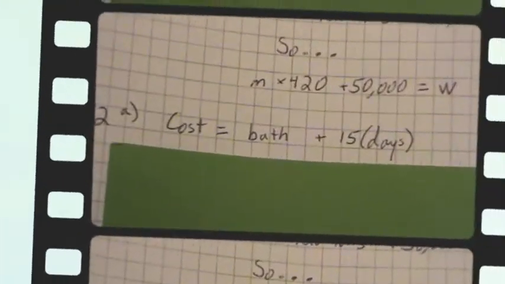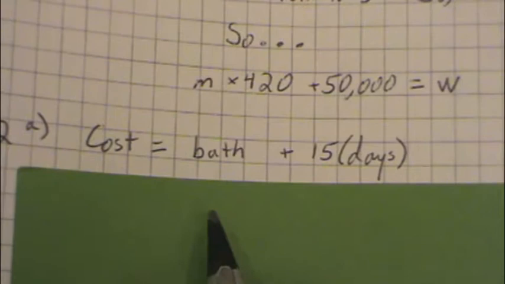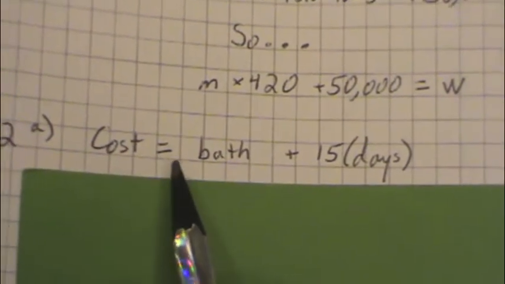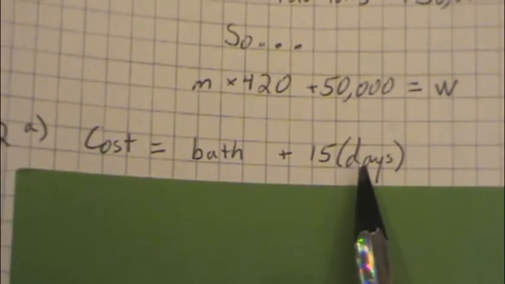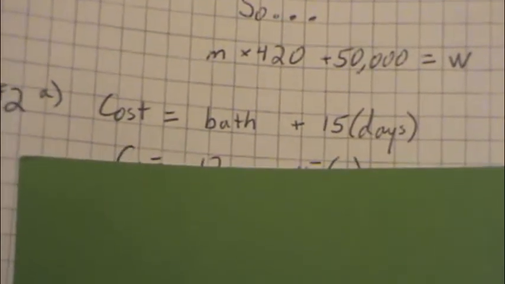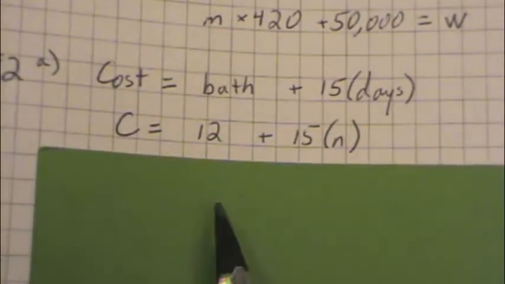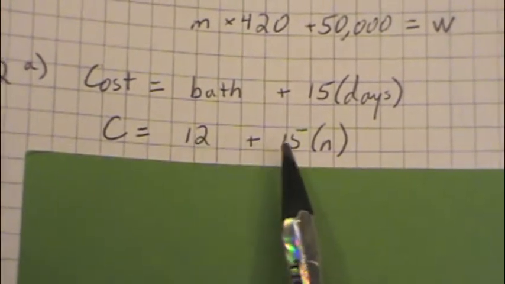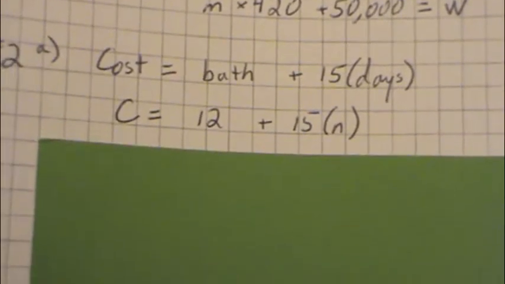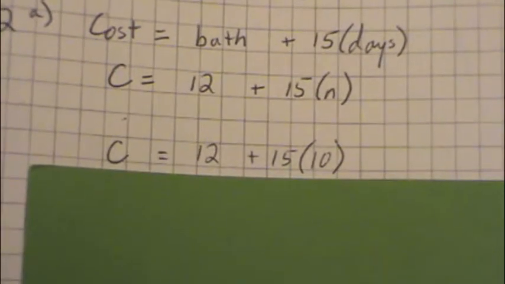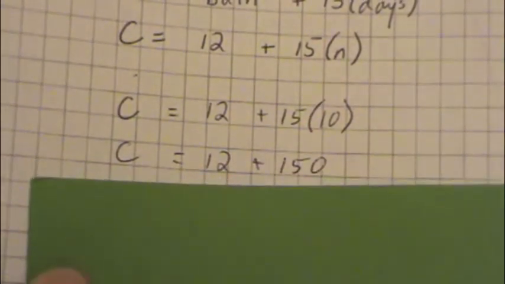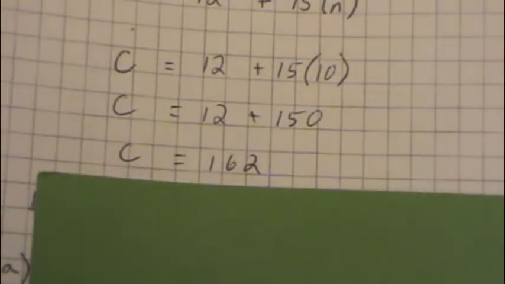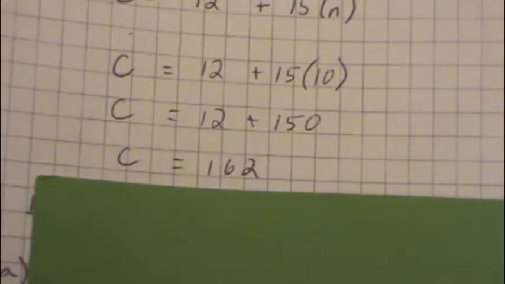So your process might look something like this. The cost for the kennel is going to equal the cost of the bath plus $15 times every day that the dog is there. And then I put in the numbers we know. Bath costs $12 and is going to be our variable for the days. And they asked how much it would cost for a dog to be there for 10 days. And the answer is $162. I think that's a pretty cheap kennel.